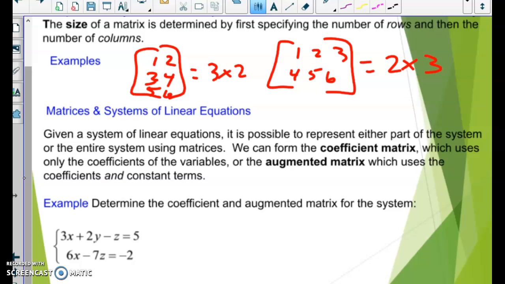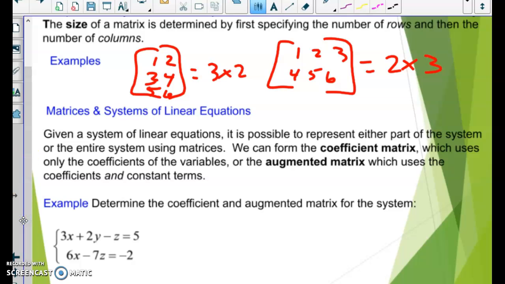Given a system of linear equations, it is possible to represent either part of the system or the entire system using matrices. We can form a coefficient matrix, which uses only the coefficients of the variables, or the augmented matrix, which uses the coefficients and constant terms.